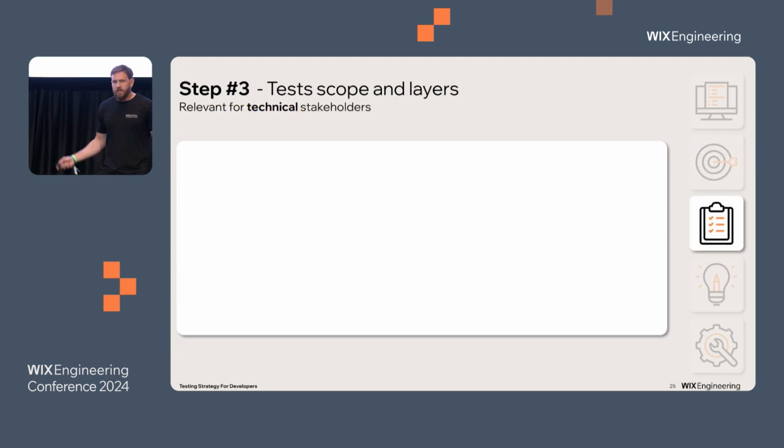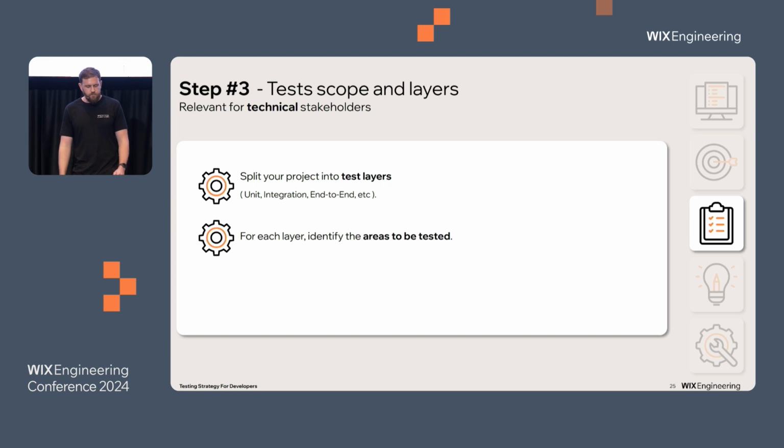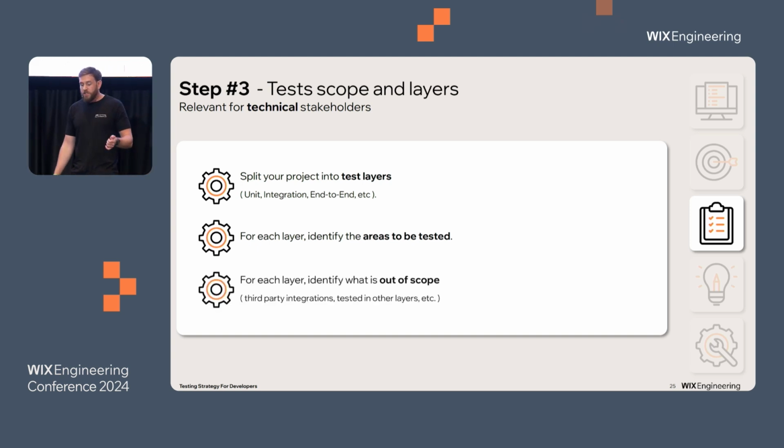Okay, now we are going into the technical part. So step 3 is what our testing scope and layers of our project are. We will split our project into unit, integration, and end-to-end layers, all the layers that we know. Some projects might have other layers like component and so on, but let's keep it as abstract as possible. And in each layer, we will understand what we want to test and what is out of scope.